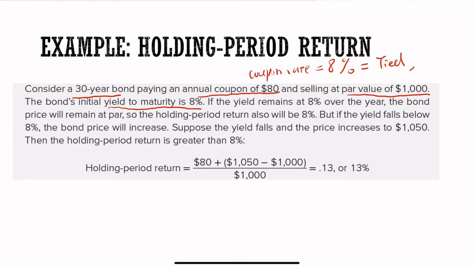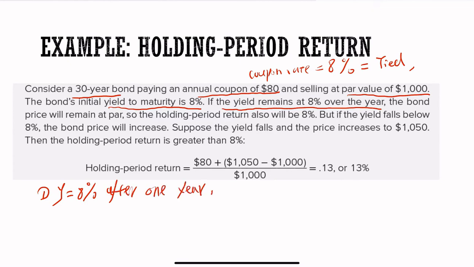Right. So let's see some different cases. Let's say if the yield remains at 8% over the year, then the bond price will remain at par because coupon rate equals yield. So the holding period return will be 8%, right? So basically, in the first case, the yield would be 8% after 1 year.